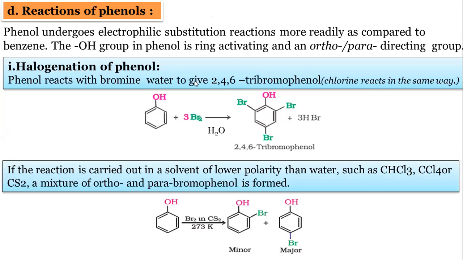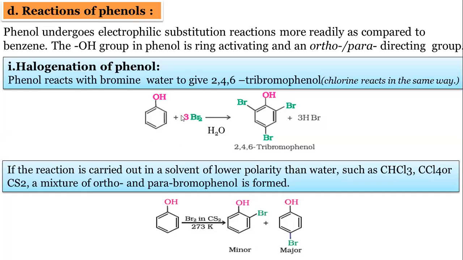Then the reactions of phenols. Already you know this OH group attached to the phenol is electron donating, so it always activates the ring. We get a mixture of ortho and para compounds. Halogenation of phenol. Halogenation means nothing but addition of halogens.